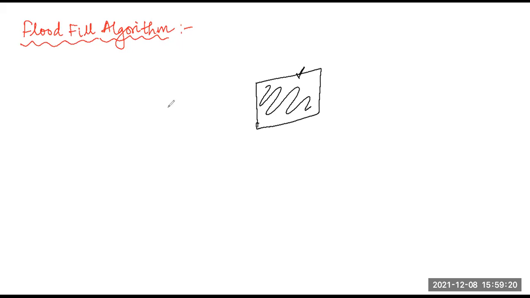So suppose this is the polygon shape I had, fine, and I want to fill it with green color. It will take a pixel and see whether it has already been filled with this green color or not. If not, color this. Take a neighboring pixel, if not, color this, like this.